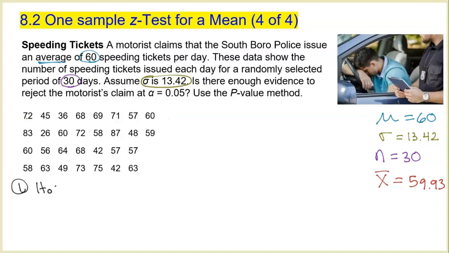And we look at our 5 steps. So first step, my hypothesis, my null hypothesis. Well, there really is no difference in the average number of speeding tickets.